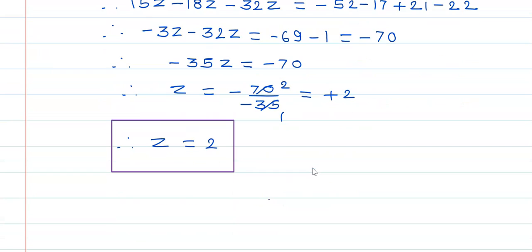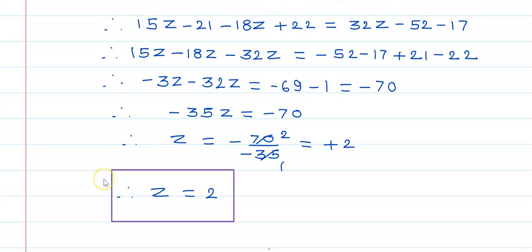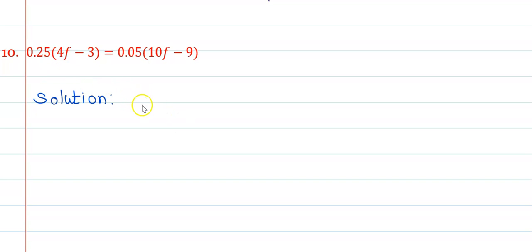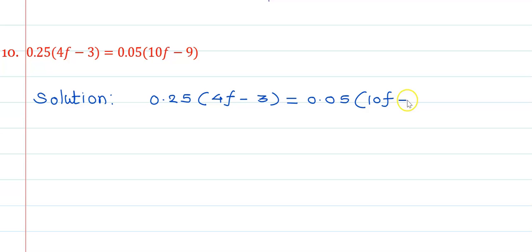Now we'll see the next example, in decimal form: 0.25 in bracket 4f minus 3, equals 0.05 in bracket 10f minus 9. Now the simplification.